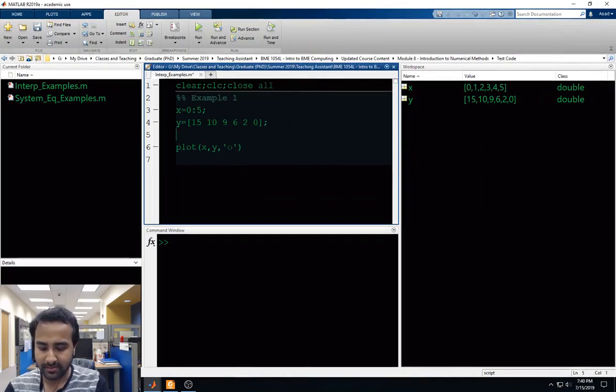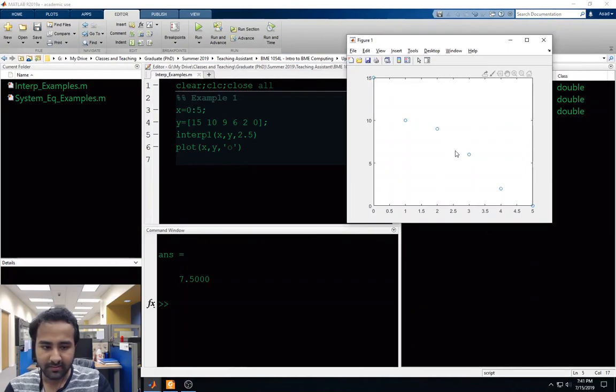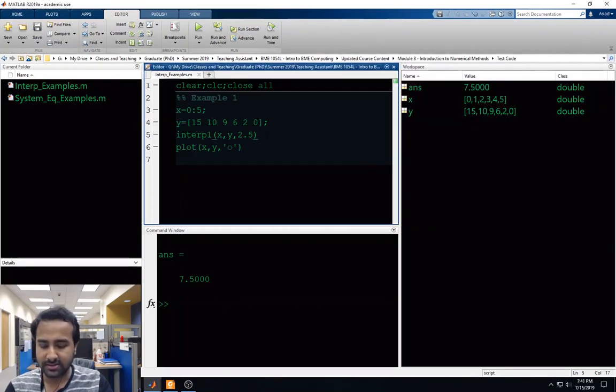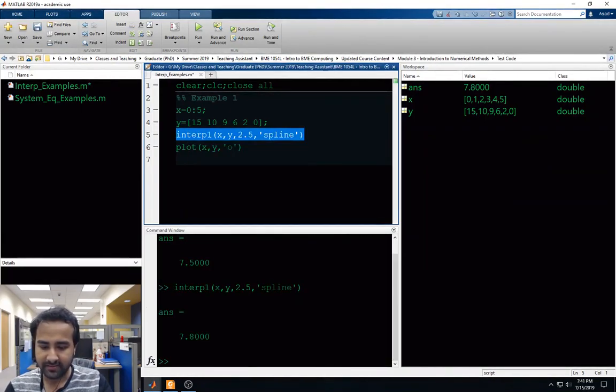So we can just type in interp1, give it the x, give it the y, and then ask it what it is at 2.5. And the answer was 7.5. So the value right here, if you just connect these dots together with a single interpolated line, would have been about 7.5 here. And if you want to instead do spline interpolation, we can just do spline. And if I run this part of the code, it gives a slightly different value of 7.8.